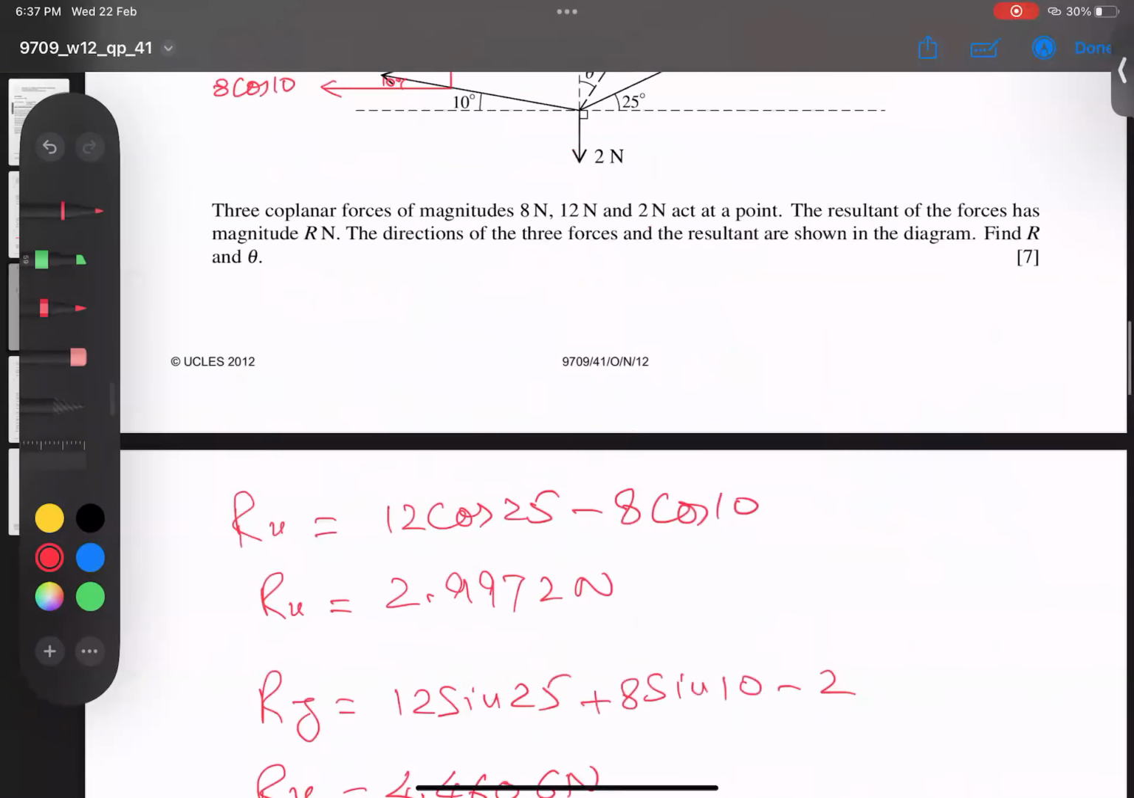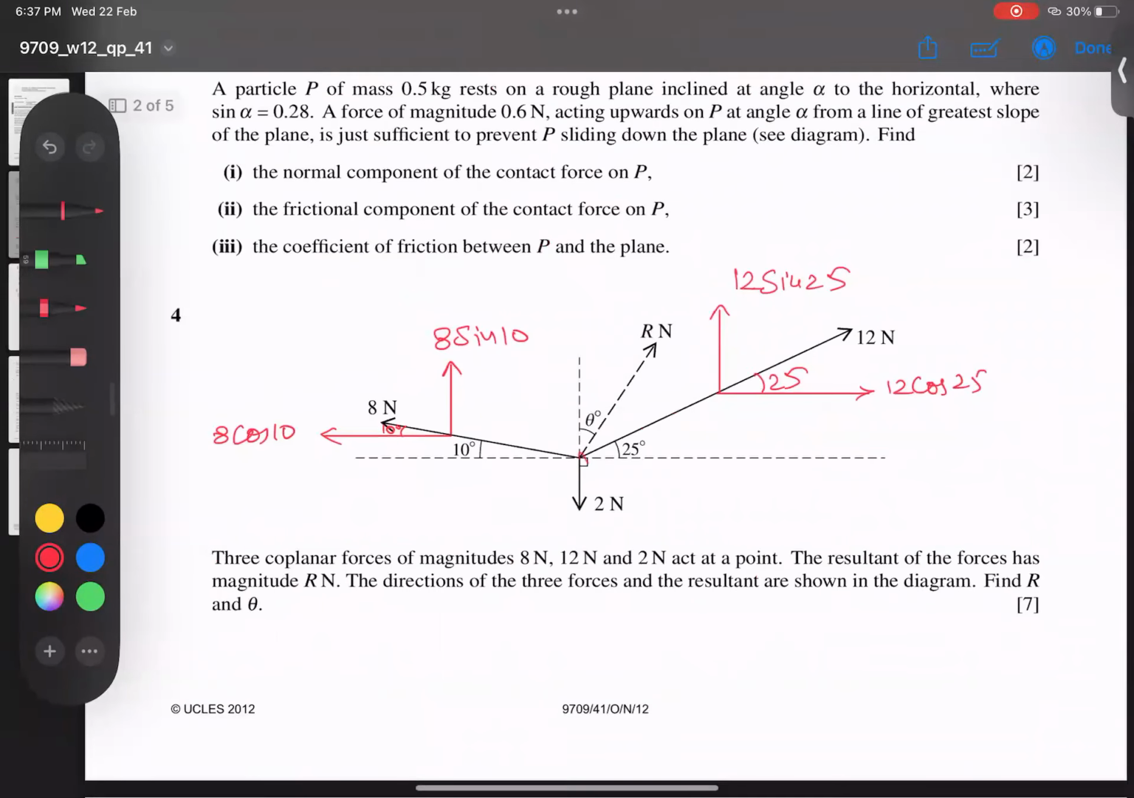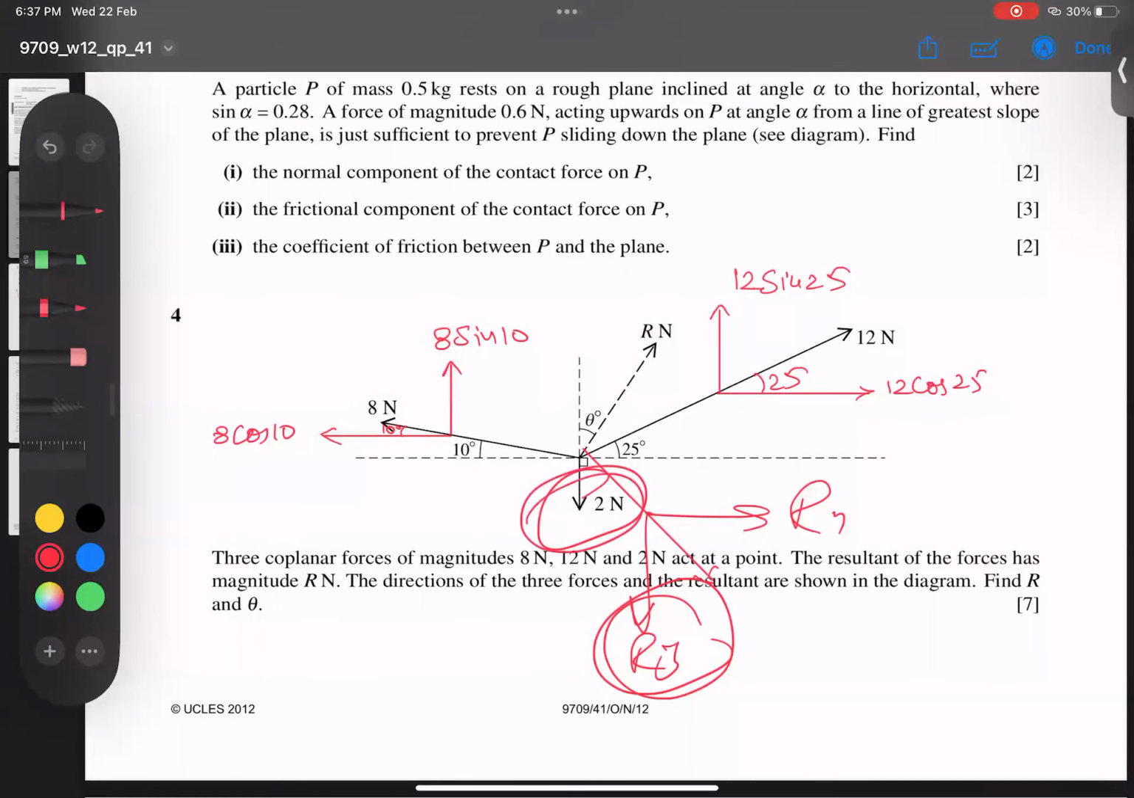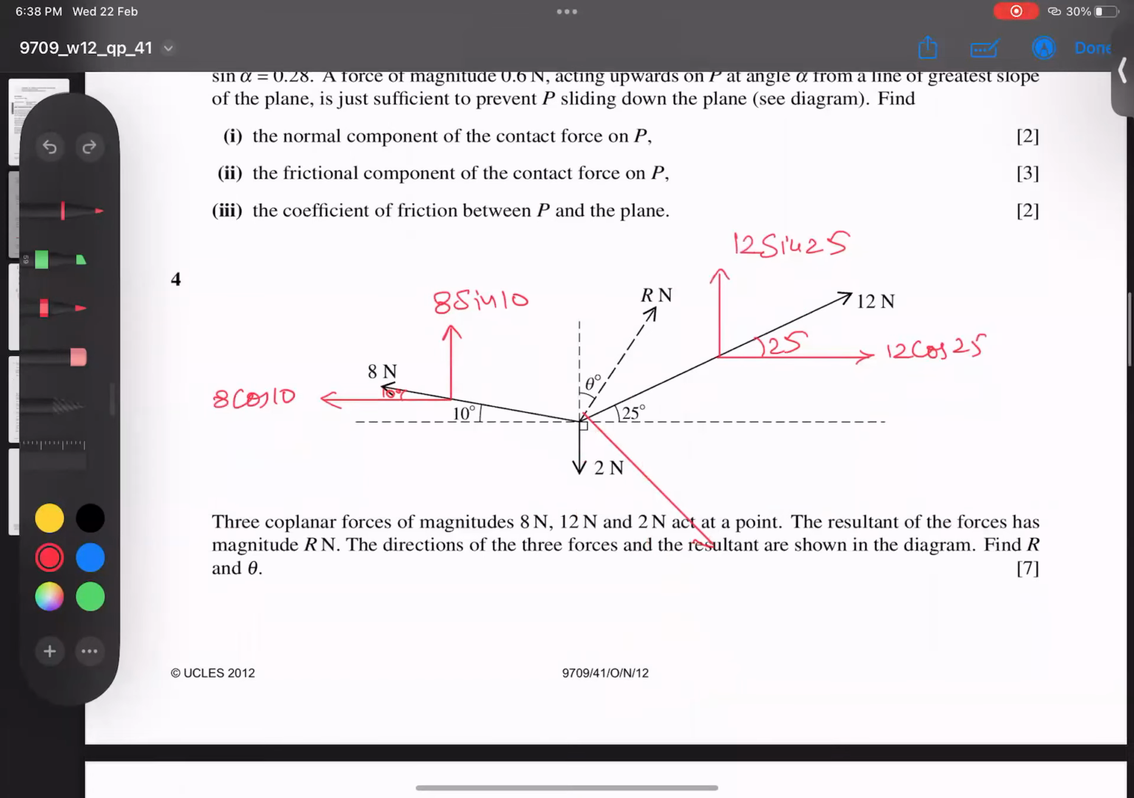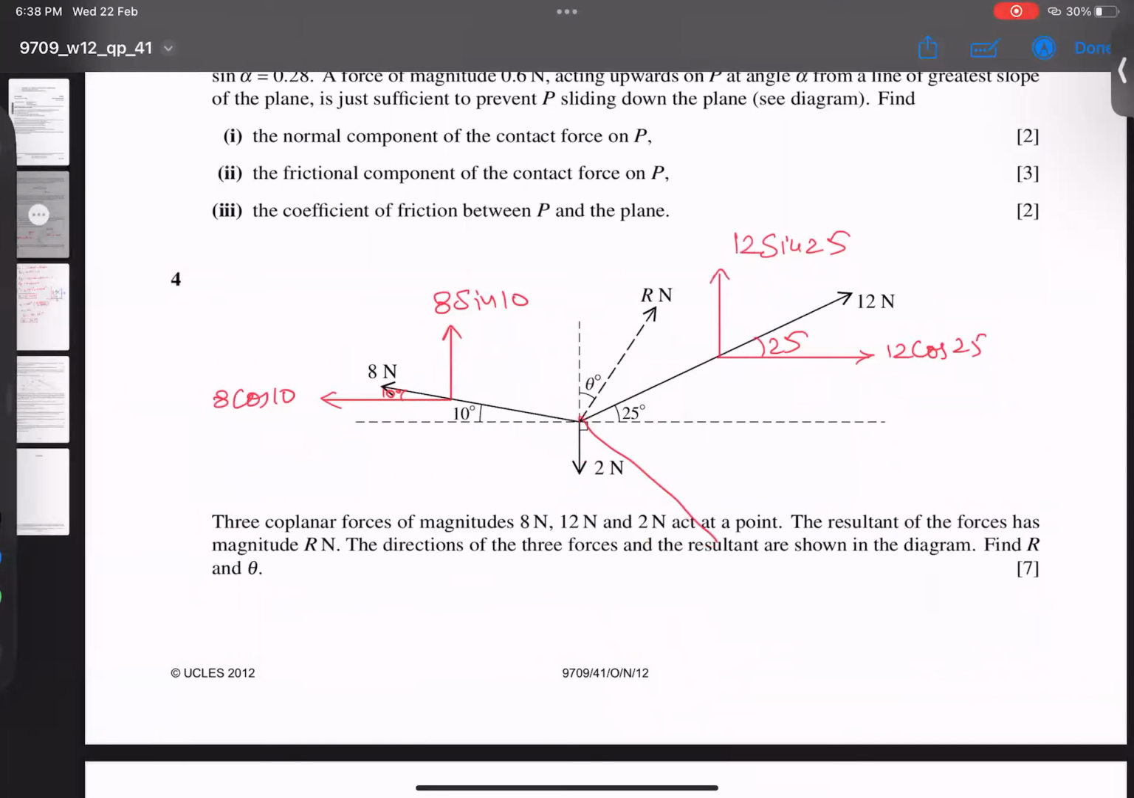But make sure that if R is acting this way, then naturally Ry is this way and Rx is this way. This means this is the bigger force and these two are smaller in this condition. But I hope you got the difference very clearly and the whole concept is clear.